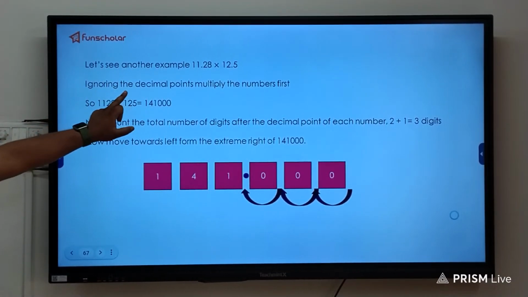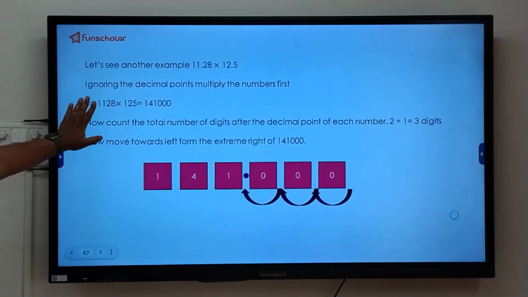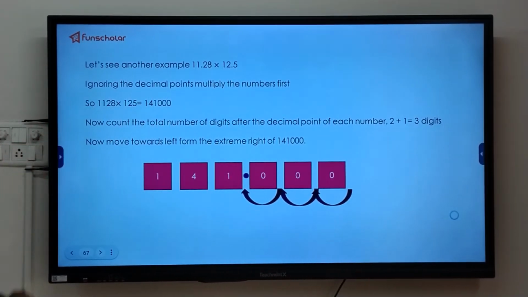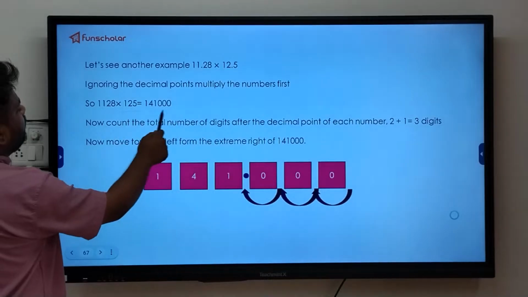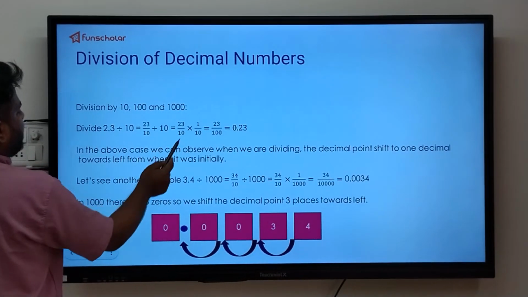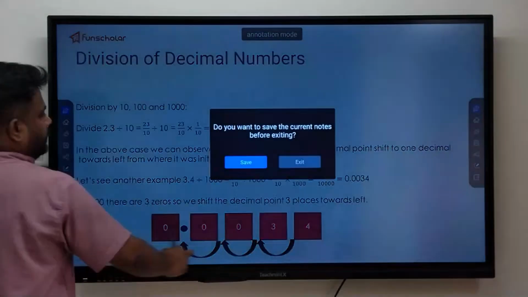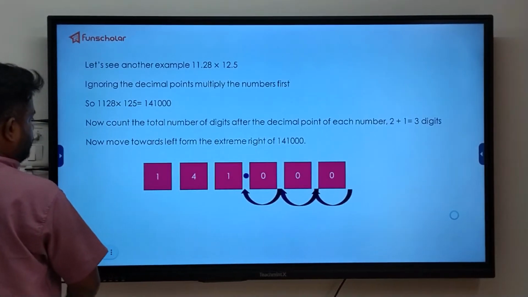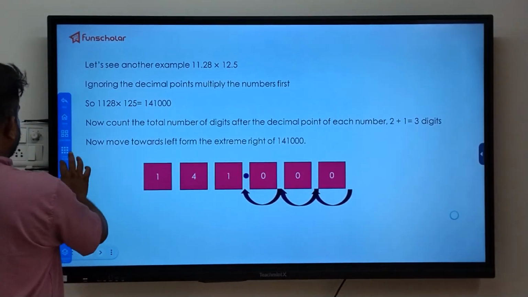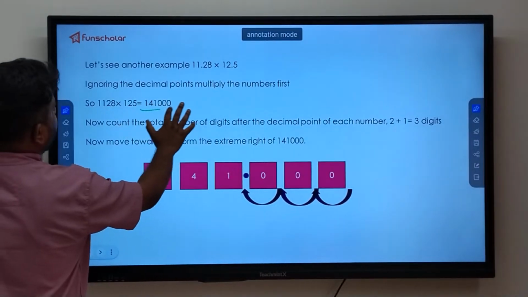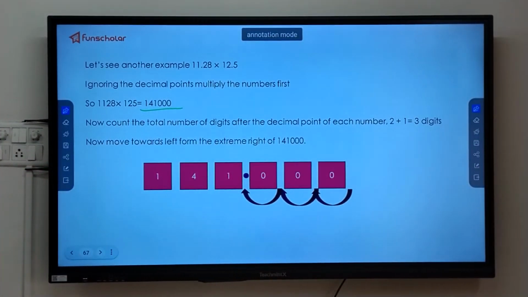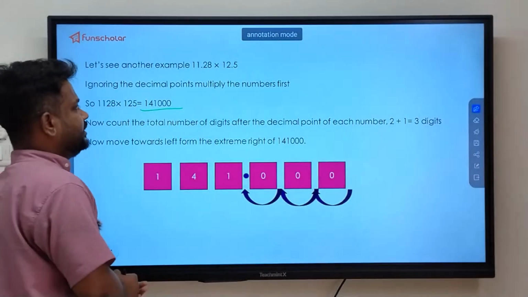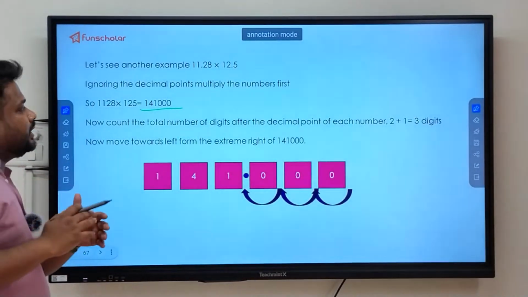11.28 into 12.5 can be written as 1128 into 125, and the multiplication will give us the value 141000. Now count the total number of digits after the decimal point of each number, that is 2 plus 1 digit. Okay, so how can you do it?